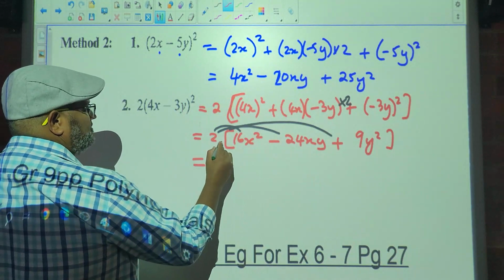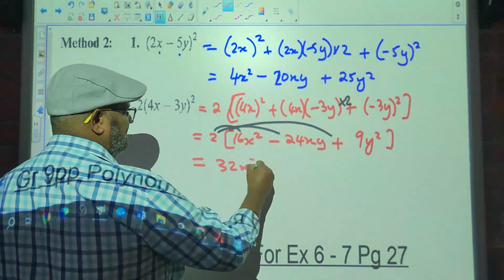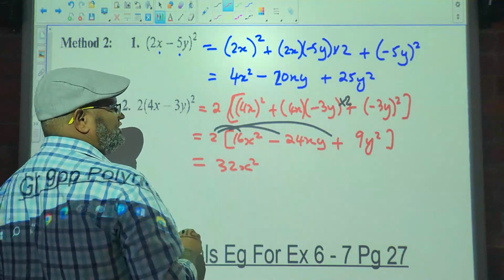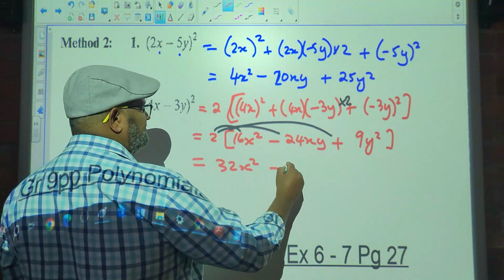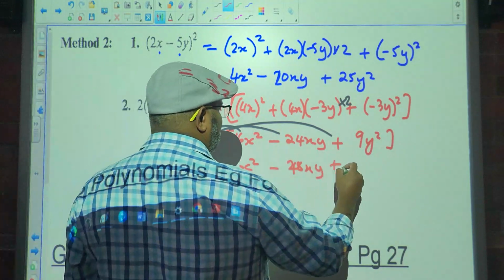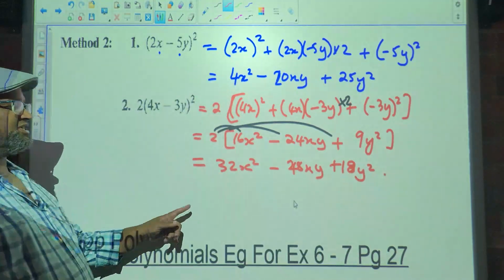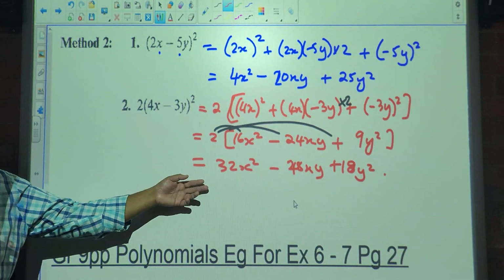So what is 2 multiplied by 16x squared? 32x squared. What is 2 multiplied by negative 24xy? Negative 48xy. And 2 times 9y squared is going to be 18. Is that the same as the previous answer we had for number 2?